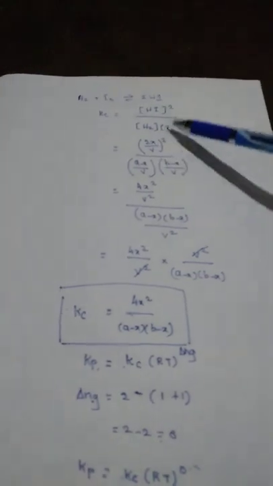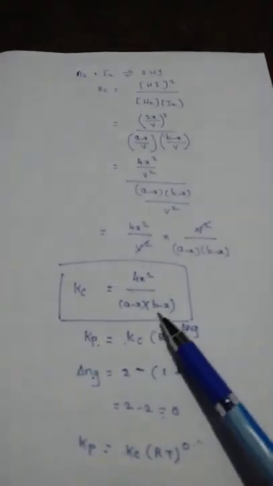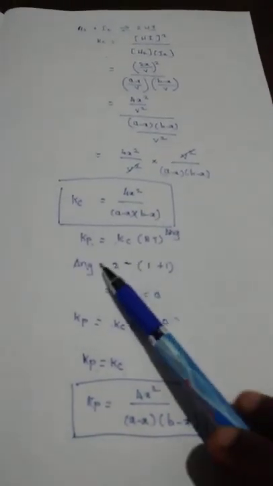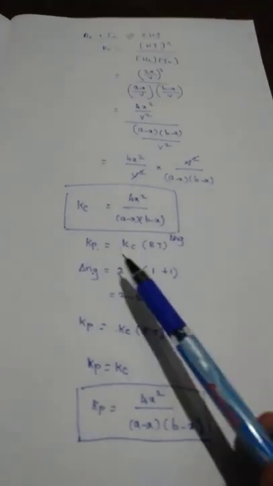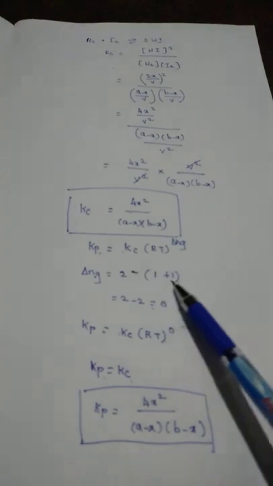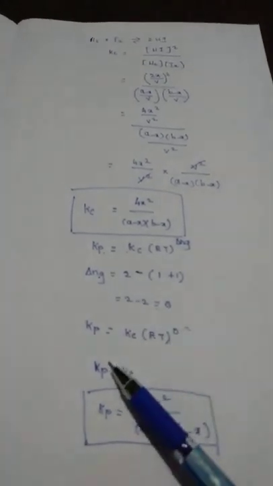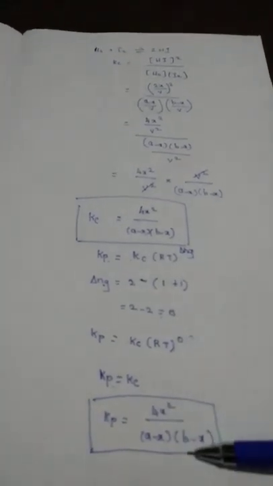Now we can write the Kc formula, then just substitute all the concentration values. If you substitute, you get this answer, Kc. Then how we can calculate Kp? Just write the relation Kp is equal to Kc into RT power delta Ng. Here first calculate the delta Ng value, then substitute this value. So Kp is equal to Kc. So the two values are the same.